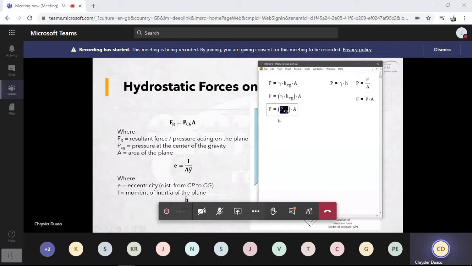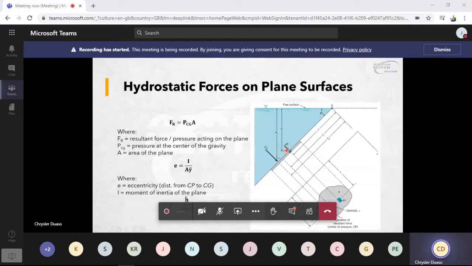Say for example, we have a plane surface here that is inclined, all right? We have a plane surface that is inclined, and it has a center of gravity. It is submerged at a particular depth, and it is inclined at a certain inclination, which is the theta here. So the center of gravity, whatever the orientation of the plane surface, stays the same.